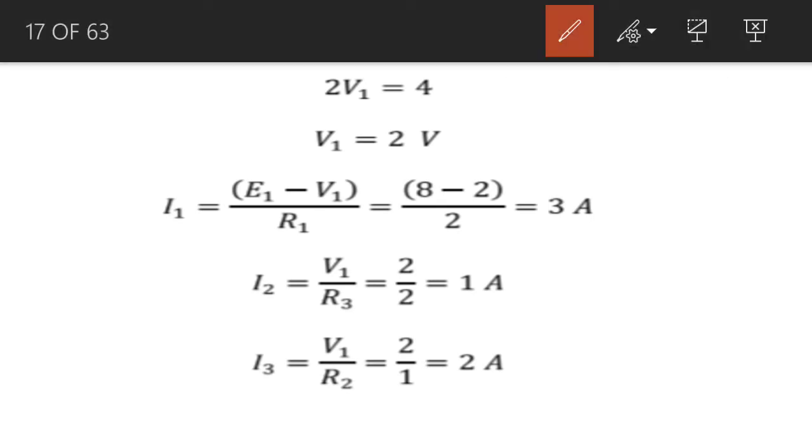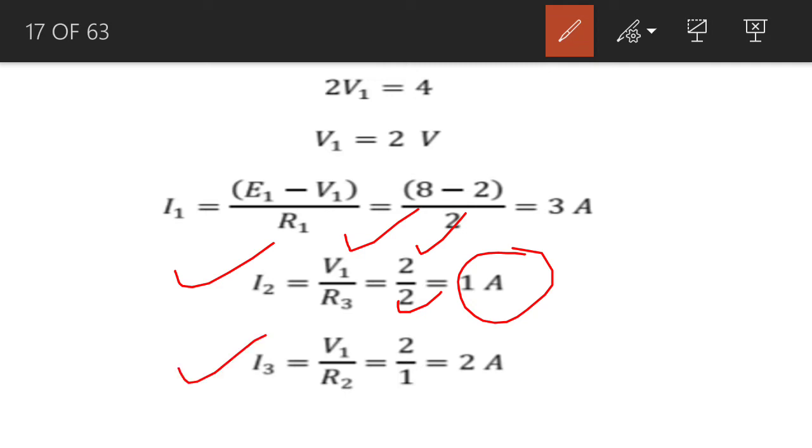So we calculate the current I2. We know that the voltage across the resistor R3 is V1. So V1 by R3 gives you the current I2, and V1 is 2 volts, R3 is 2 ohm. The current I2 is 1 ampere. Similarly, we calculate the current I3. I3 will be equal to V1 by R2. The voltage across the resistor R2 is V1 and the resistance R2 is 1. So there is a current of 2 ampere in this particular branch.